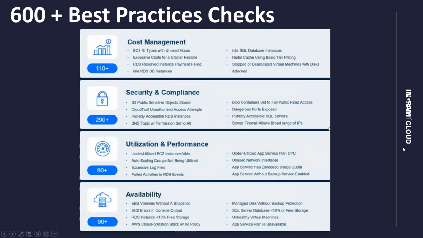As I mentioned, CloudCheckr is well known for this best practice check. There are 600 plus checks at this moment. You can see there are 110 checks for cost management. If you have unused resources, like an unused elastic IP or an idle RDS, you will get reports and alerts. You also have 290 plus security compliance checks, and 90 plus utilization, performance, and availability checks.